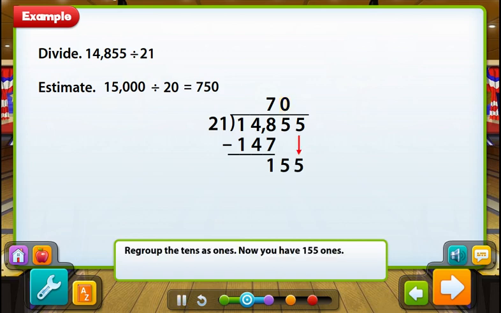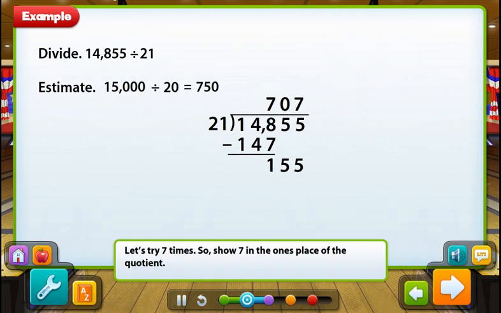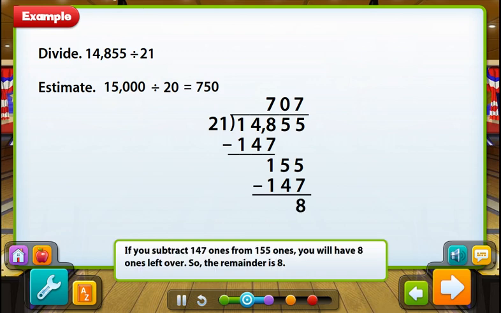Regroup the tens as ones. Now you have 155 ones. How many times does 21 divide into 155 ones? Let's try 7 times. So show 7 in the ones place of the quotient. The product of 7 ones and 21 is 147 ones. If you subtract 147 ones from 155 ones, you will have 8 ones left over. So the remainder is 8.